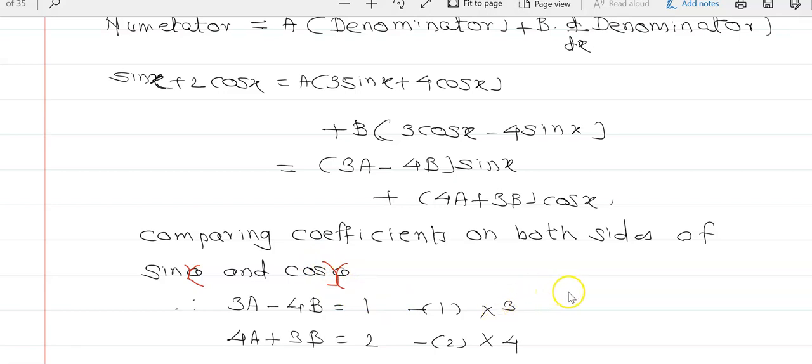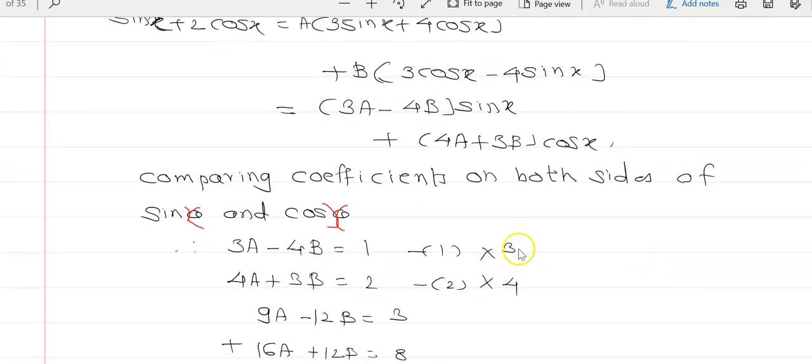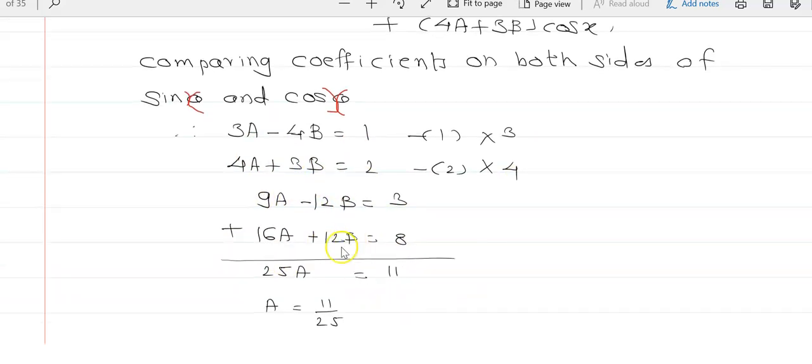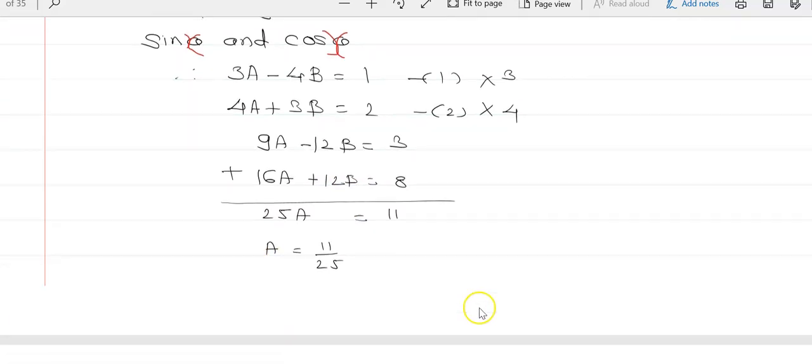Okay, then you will get the equations 3a minus 4b is equal to 1 and 4a plus 3b is equal to 2. Multiply equation number 1 by 3 and equation 2 by 4 and evaluate this. That is, you will get 9a minus 12b is equal to 3, and 16a plus 12b is equal to 8. Add these two equations, you will get the value of a as 11 upon 25.